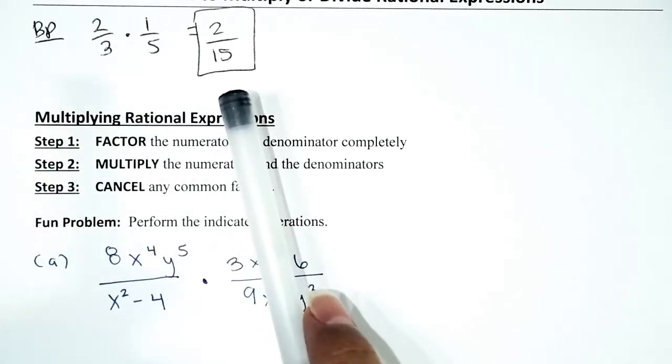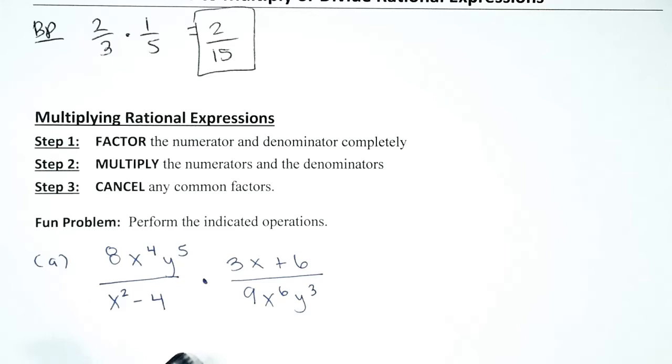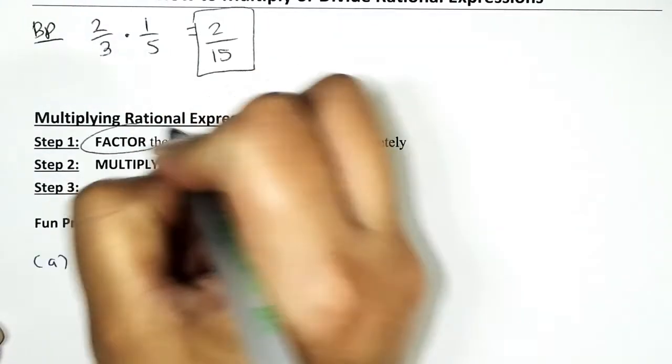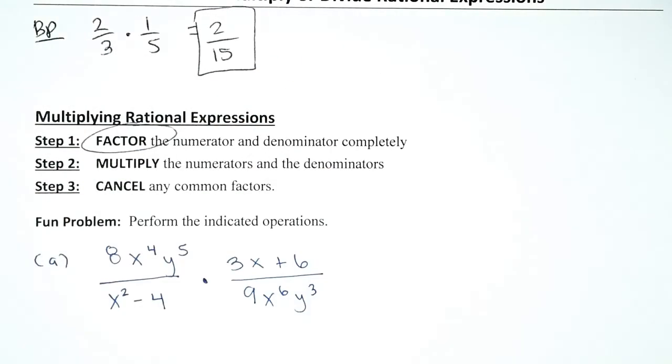But the difference is that because we have rational expressions, it's not going to be as easy to identify the common factor. So before we get excited and actually multiply, we want to factor everything. Factor all the tops, factor all the bottoms, and then do what we did back in the day. So let's go ahead and do this.